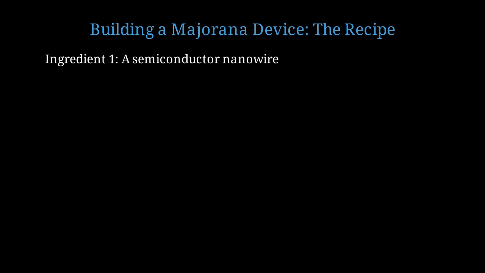So how do we actually create Majorana zero modes? The recipe involves combining several ingredients in a careful way. Let me walk you through the standard approach. First, we need a semiconductor nanowire. This could be made from indium arsenide or indium antimonide. These materials have strong spin-orbit coupling, which is essential.